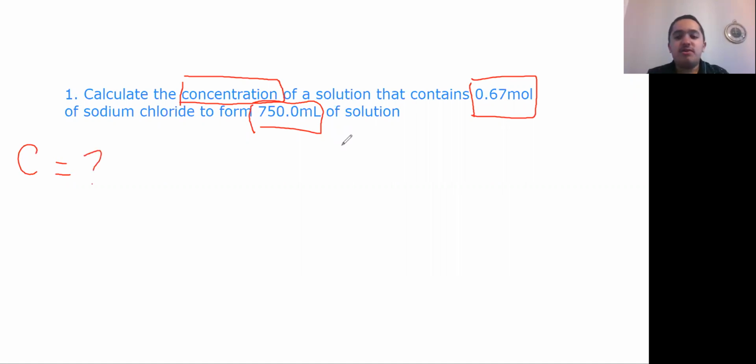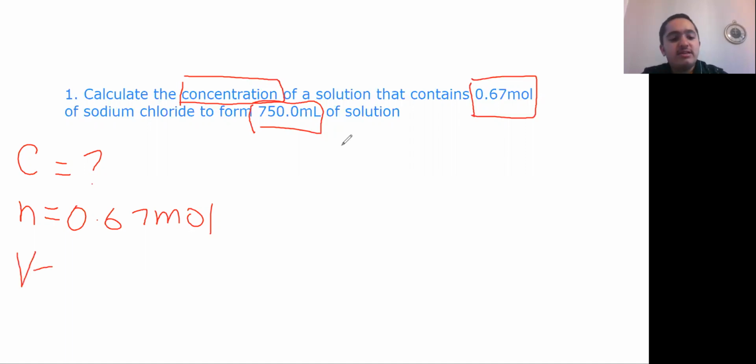I like to do all my working on the left hand side. A solution that contains 0.67 moles. So what did we talk about moles on the last slide? We talked about that moles is represented by n. So you write 0.67 moles. And then, when I talked about volume, we said it's always commonly represented in liters. So we must convert the ml to liters.